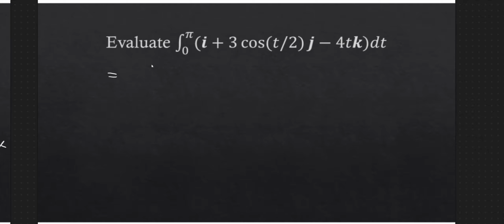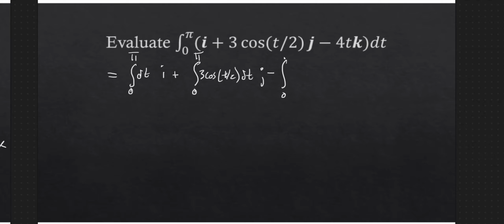So this is the definite integral from 0 to pi of just 1 dt, and that's in the i direction, plus the integral, again 0 to pi, of 3 cosine of t over 2 dt, and that's going to be in the j direction, minus the integral 0 to pi of 4t dt, and that's going to be in the k direction. Now I'll evaluate each one of those. The first is just t from 0 to pi, in the i direction.